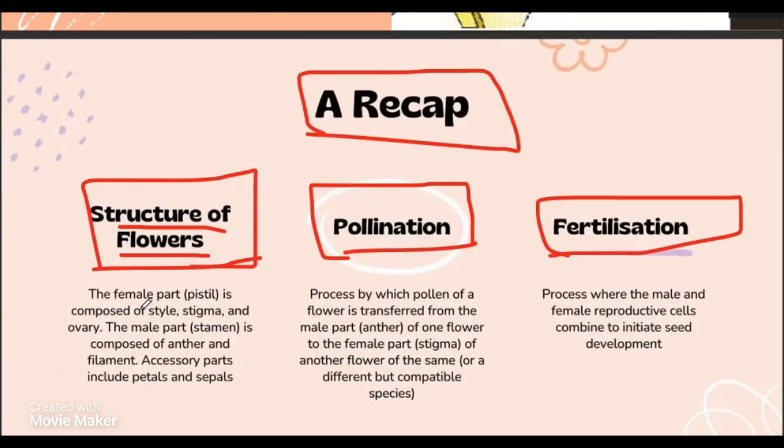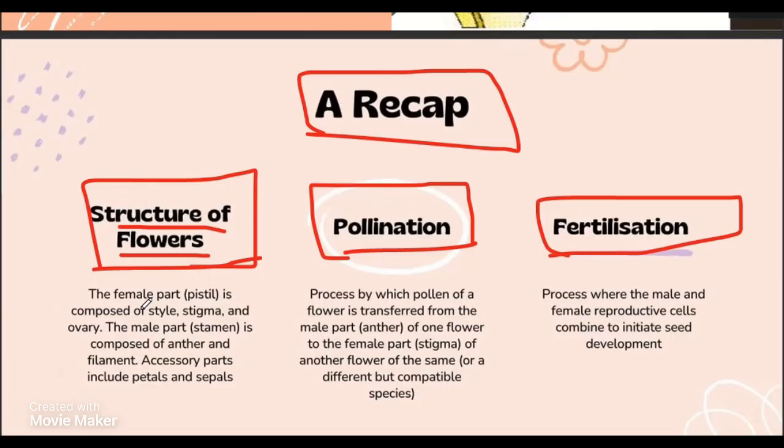After that, as we are learning sexual reproduction in flowering plants, sexual reproduction starts from the process called pollination. Pollination is the very first process of sexual reproduction. What we have learned in the pollination process is the transfer of pollen grains from anther to stigma. There are two types of pollination: cross pollination and self pollination.